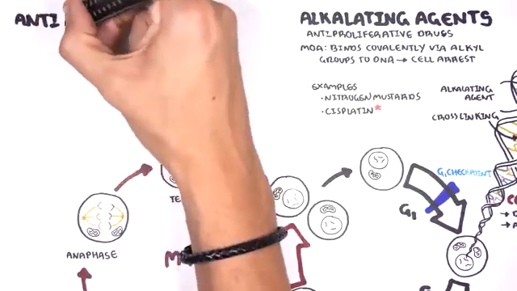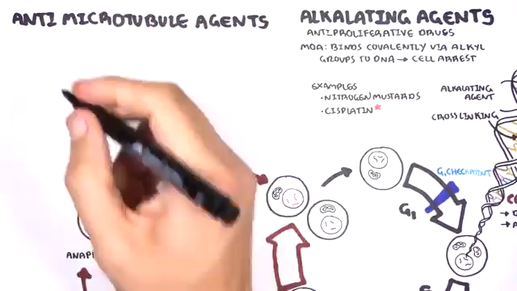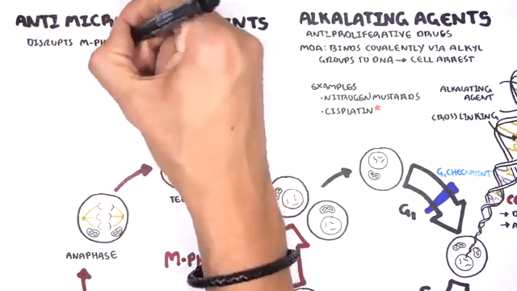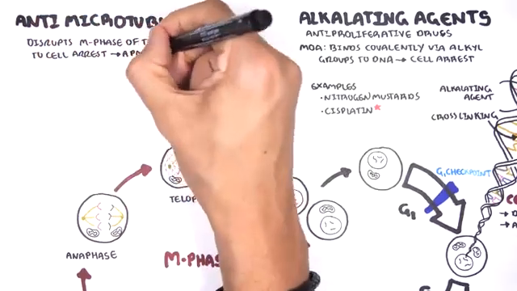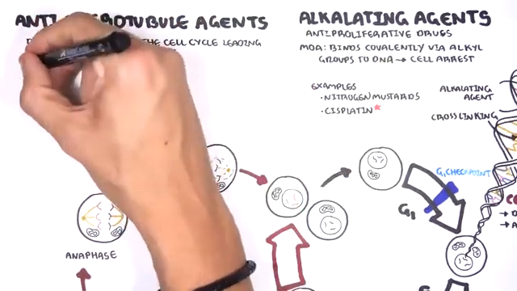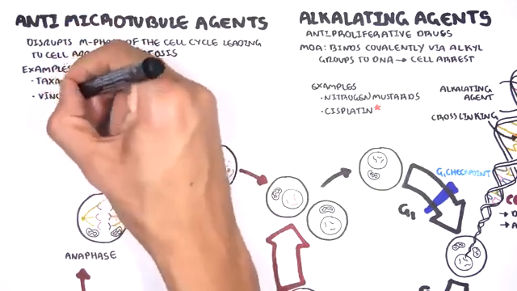The next chemotherapy class works on the M phase of the cell cycle and are called the anti-microtubule agents. These guys disrupt the M phase of the cell cycle, leading to cell arrest, which then will lead to apoptosis. These are the taxanes and the vinca alkaloids.